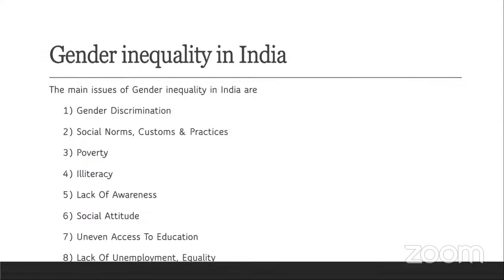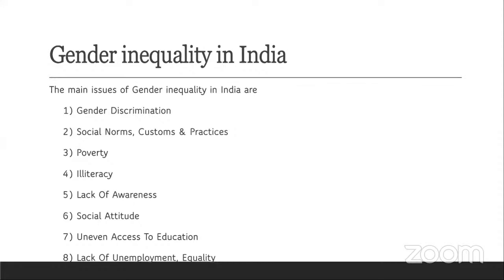Why is there gender inequality? What are the causes of gender inequality in India? The main causes are due to gender discrimination. Here, women are not treated equally as men. They are not given the rights as men are given in society. All the social norms, customs, and practices are only for women, and they don't apply to men in many societies till date.